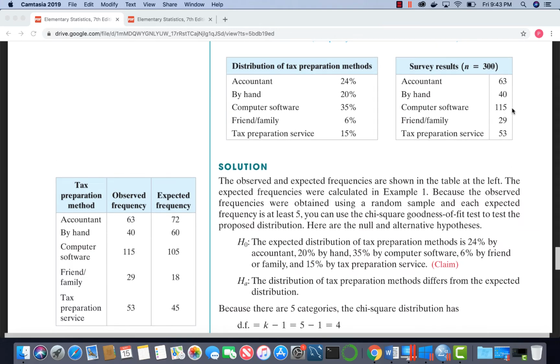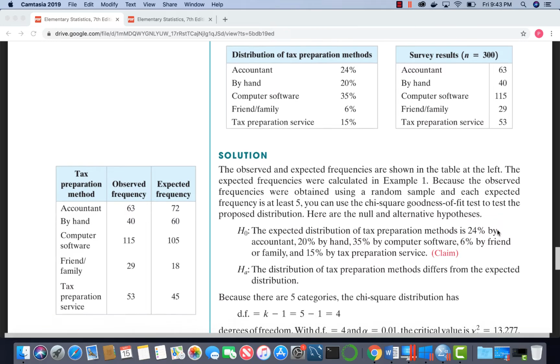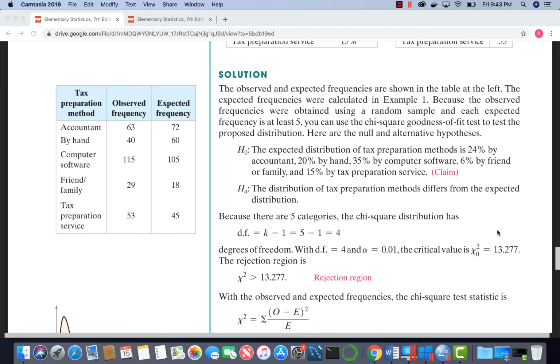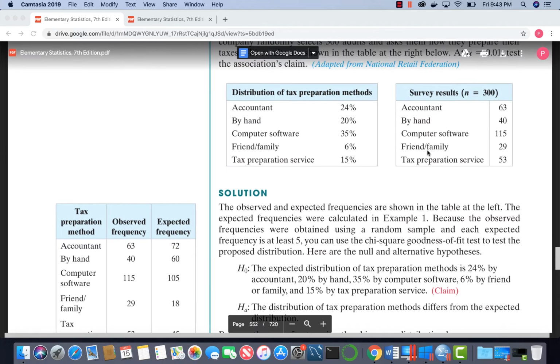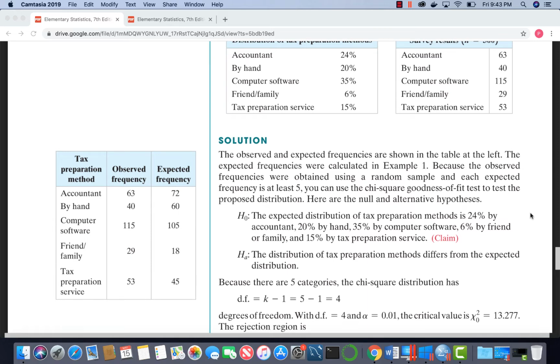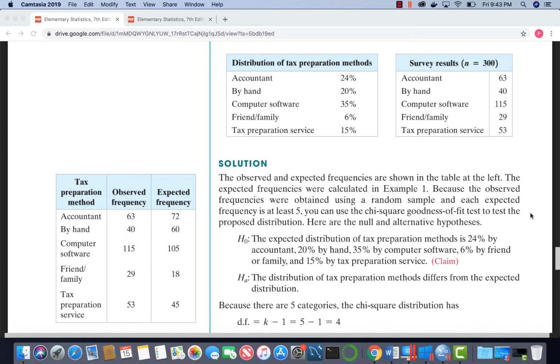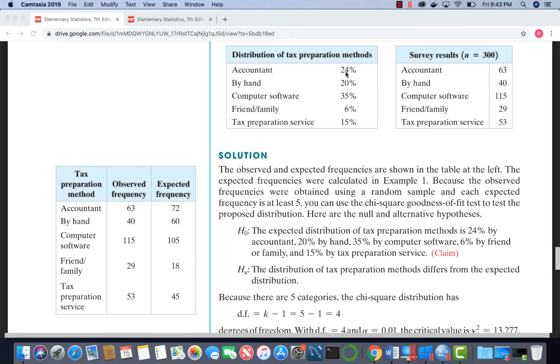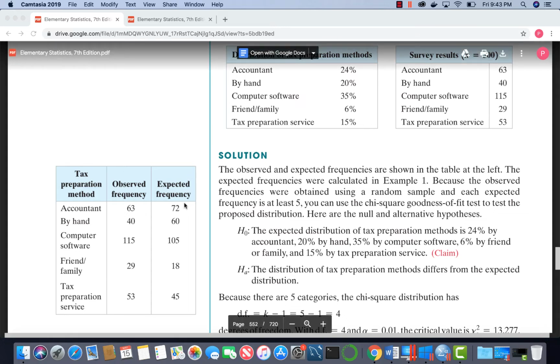Now, we have observed frequencies. We need to calculate the expected frequencies. The expected frequencies, we have to take these as decimals and we will multiply them by 300. Now, what happens when we do that? If you change this to a decimal, it becomes 0.24. You multiply it by 300. You will obtain 72. If you do it for the rest of these percentages, you will get these. In other words, if you multiply in decimal form by 300, you will obtain these values.